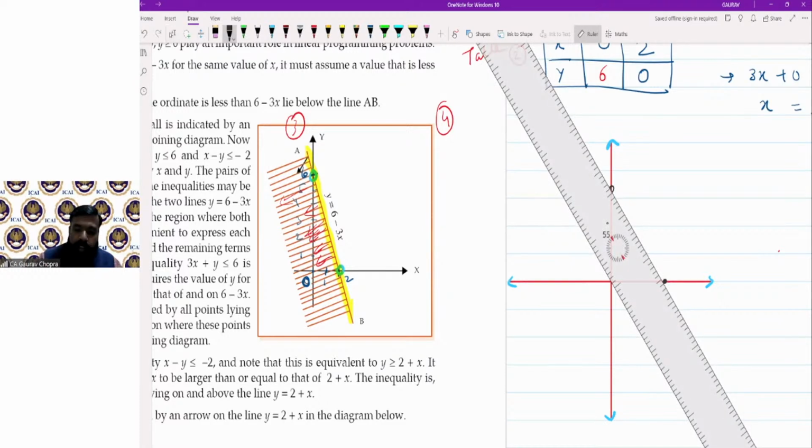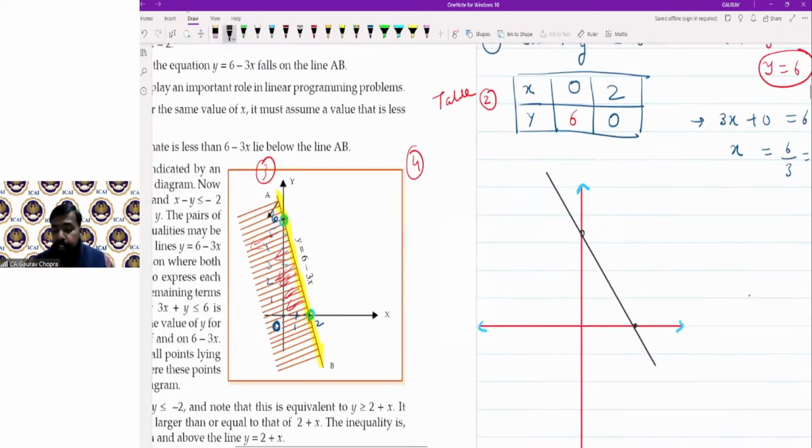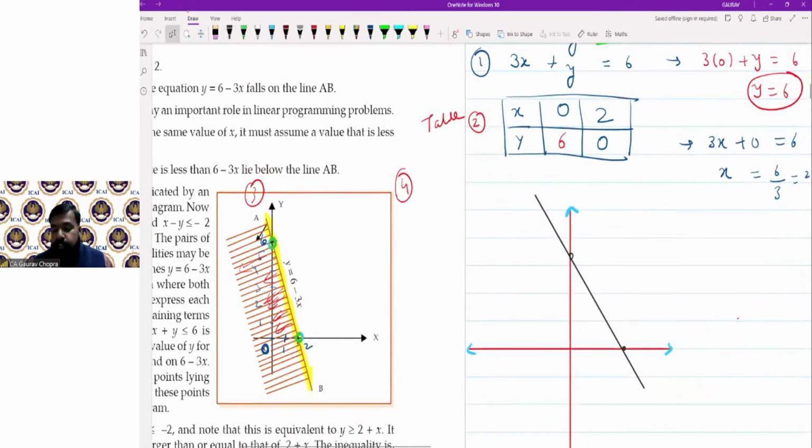Okay, this is the scale. Now we can connect it very easily. Okay, so now this is a straight line. Now the main step is to see the inequality: 3x plus y less than 6.